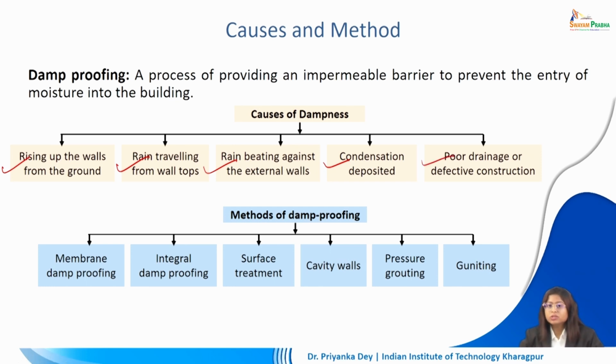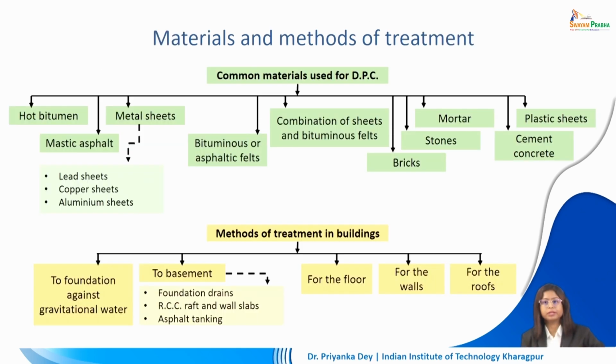There are 6 methods of damp proofing. We can have a membrane damp proofing where we are providing an impervious membrane. Integral damp proofing where we are actually changing the chemical composition of the cement concrete by adding certain materials to it to make it damp proofing. We can have surface treatment. We can also have creation of cavity walls where we have 2 leaves of walls with a gap in between. The outer leaf protects the internal leaf from the rainwater coming from the outside. We can have pressure grouting and guniting. So, these are the predominant methods of damp proofing.